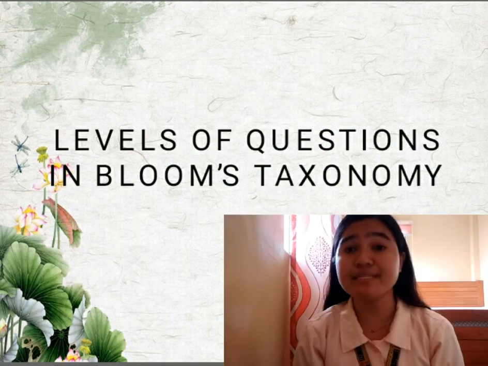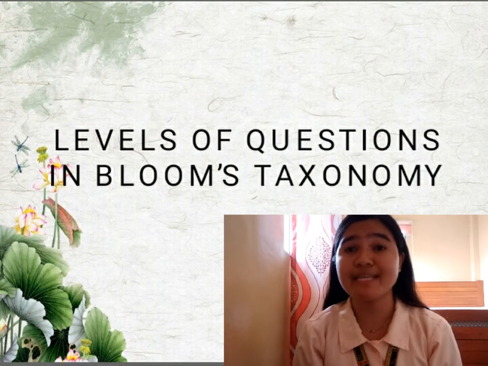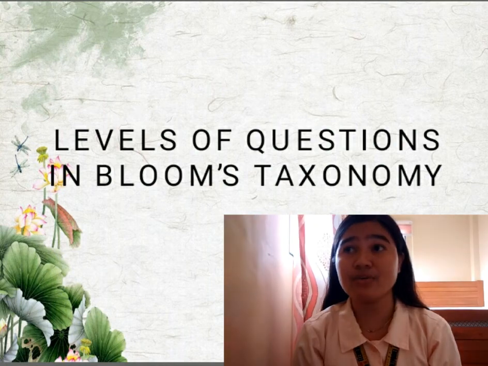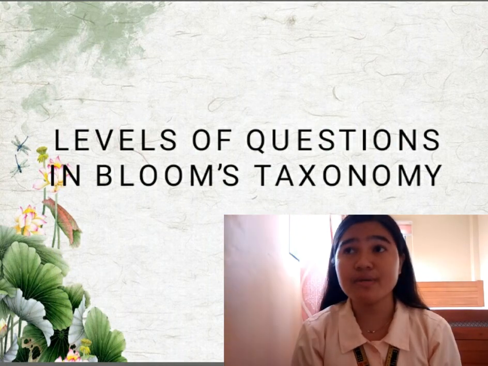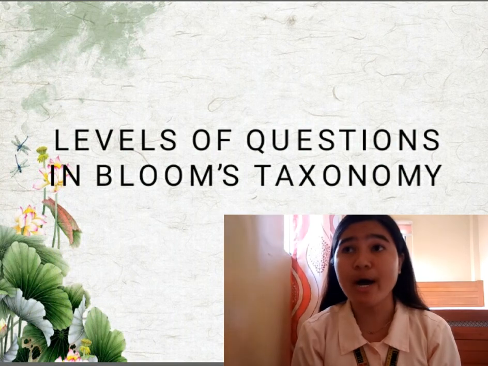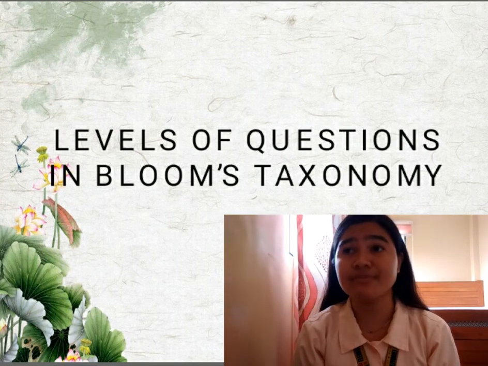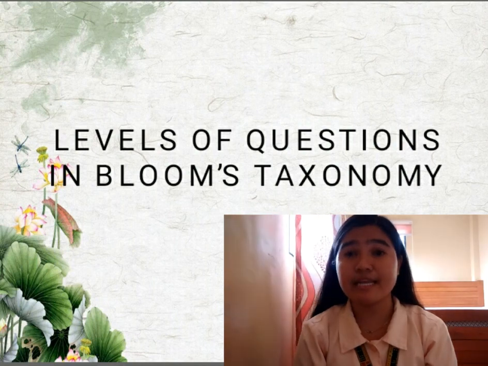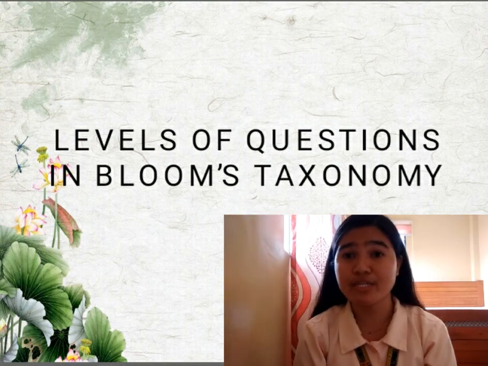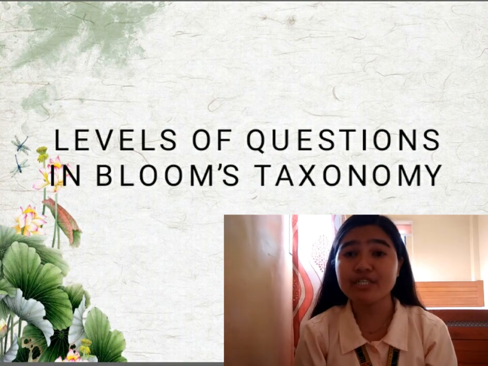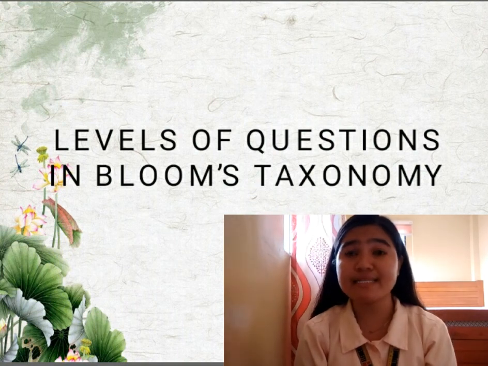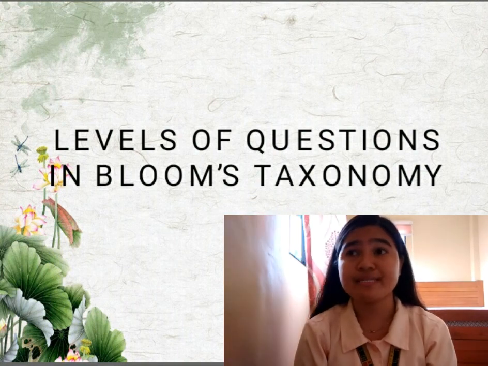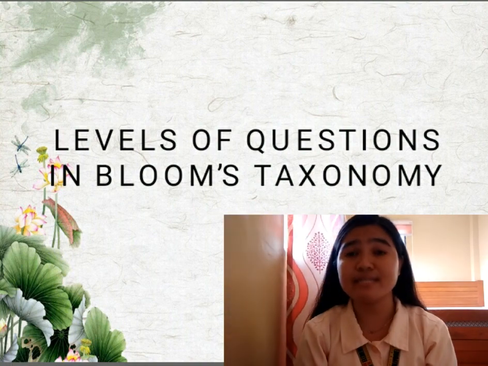In 1956, Bloom provided us with this taxonomy to assist us in composing questions on different levels of thinking. This taxonomy ranges from lower to higher levels of cognitive thinking. There are 6 levels: first, knowledge; second, comprehension; third, application; fourth, analysis; fifth, synthesis; and the last one is evaluation.